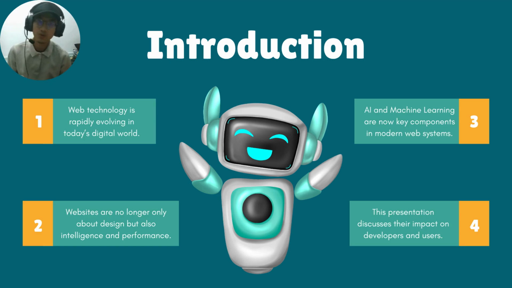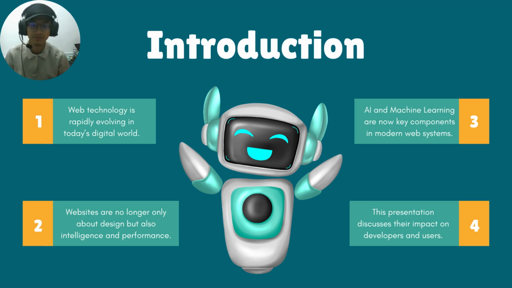As we all know, web technology is evolving at an incredible pace in the digital world. It feels like there's a new framework or tool released every single day. Because of this rapid evolution, our expectations have shifted. Websites are no longer just static pages that focus on good design. They are also now dynamic applications driven by intelligence and high performance. This is exactly where AI and machine learning come in.